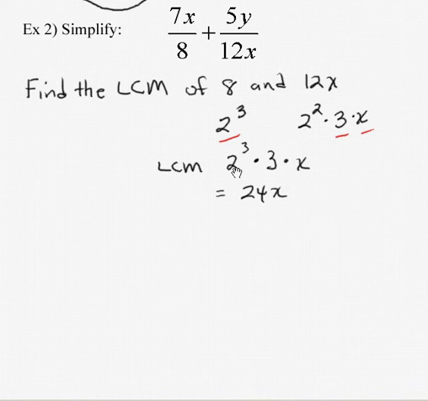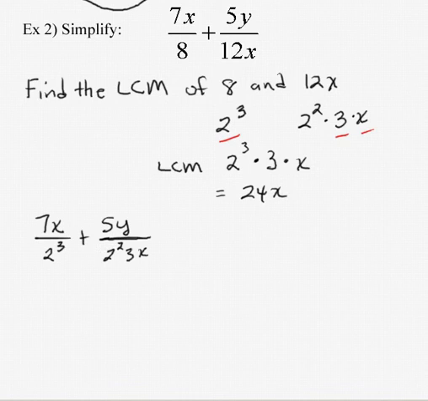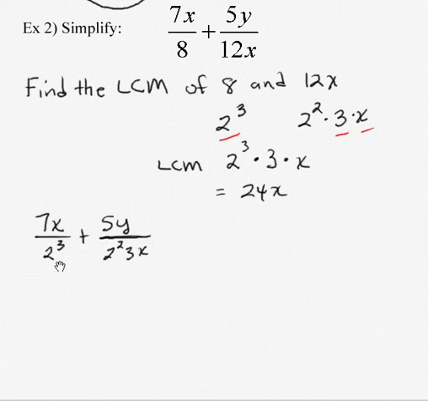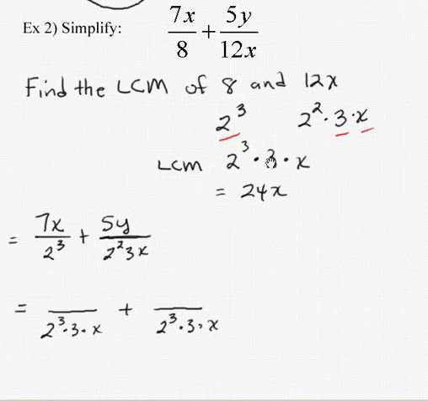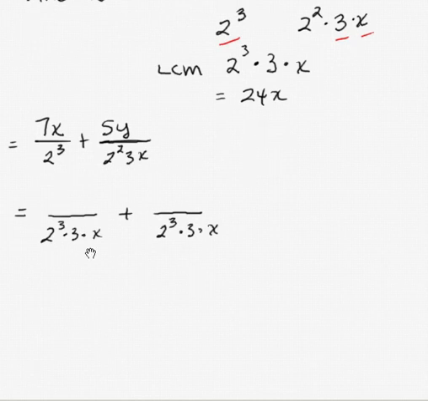Quite often, although this is 24x, we might find it beneficial as problems get more difficult to leave it in its factored form. So instead of referring to the LCD as 24x, I'm going to refer to it as 2 cubed times 3 times x. And I'm going to factor the denominators completely. 2 cubed for 8 and 2 squared times 3x for 12x. Now what I need to do is to write the denominator I want. 2 cubed times 3 times x. That's the least common denominator.